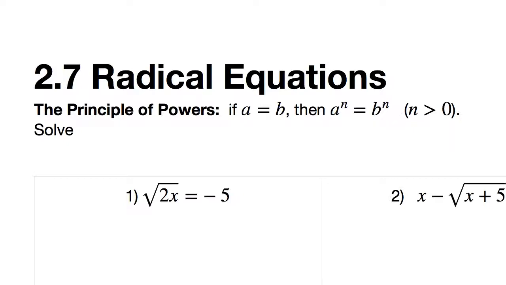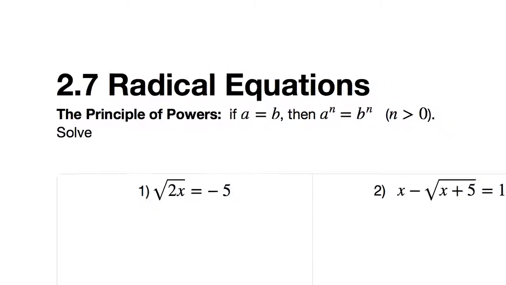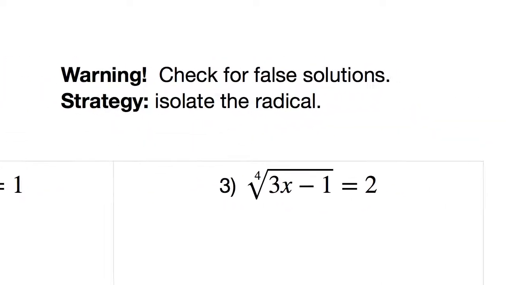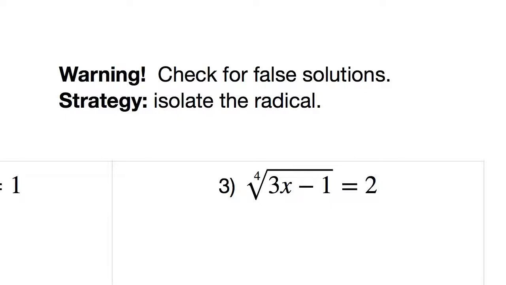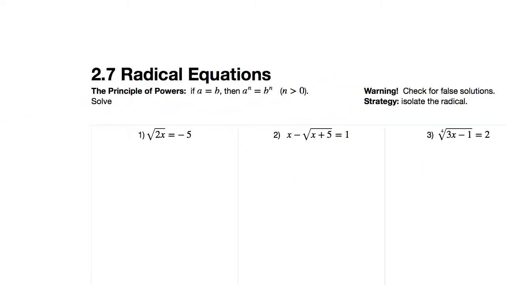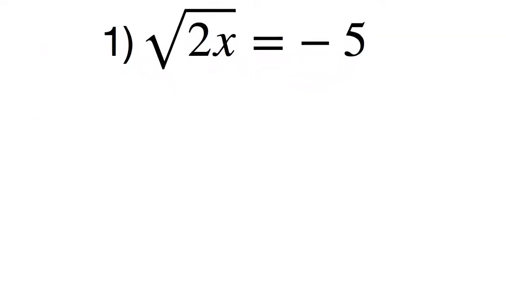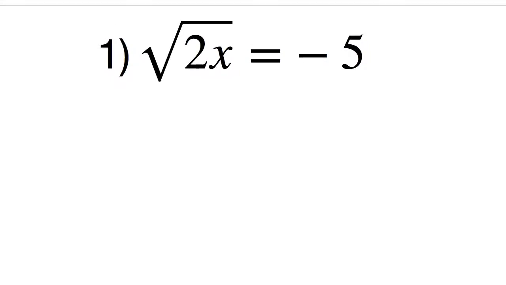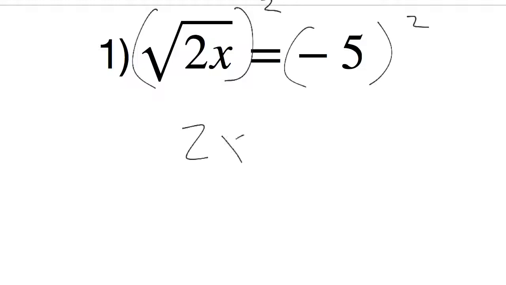So the one new principle that we have is if a equals b, then a to the n equals b to the n. And that's for most values of n. Warning, check for false solutions, and the strategy is going to be to isolate the variable. What this really means is that you can take, say, the square of both sides of an equation. You're allowed to do this, but just make sure that you check for a false solution. They can introduce false solutions, so you need to check everything that you get.